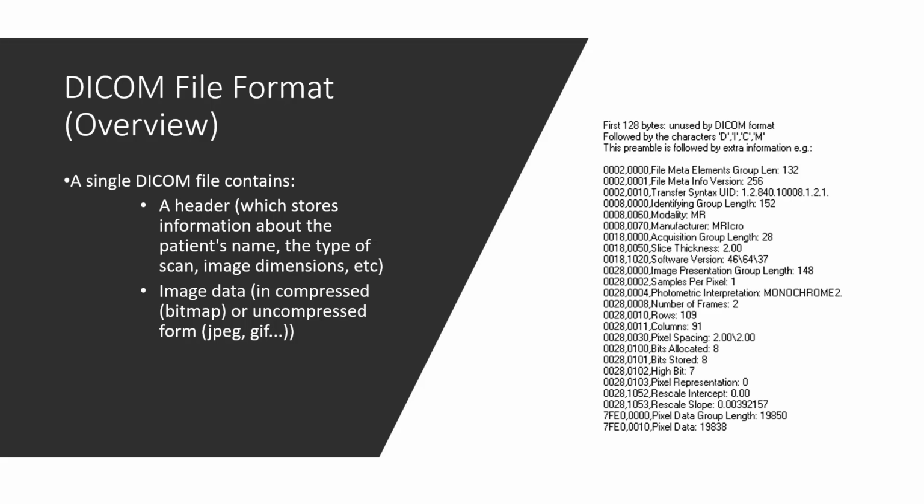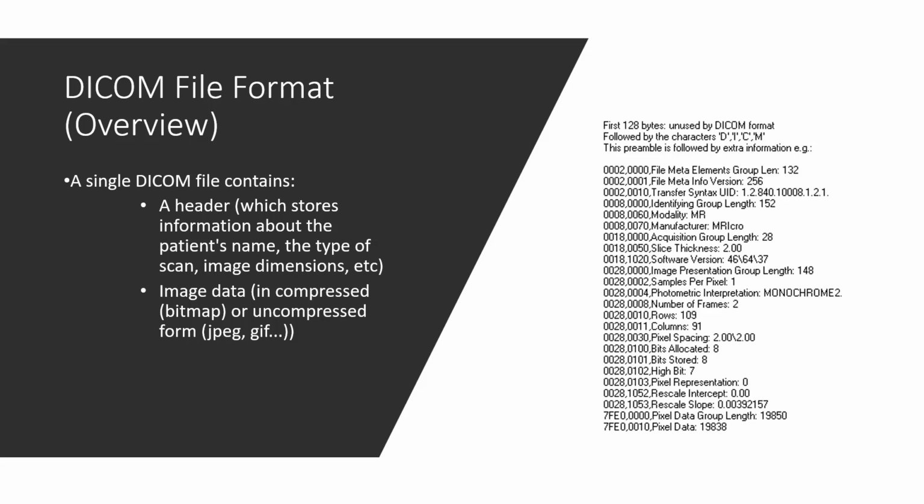Now let's take an overview look at the DICOM file format. It is a single file that contains a header and image data. The header, which stores information about the patient's name, the type of scan, image dimensions, etc. And the image data is the data of the image itself. Is it compressed? Is it not compressed? What about the bitmap? And what type of storage? GIF or JPEG? These give us a lot of information.